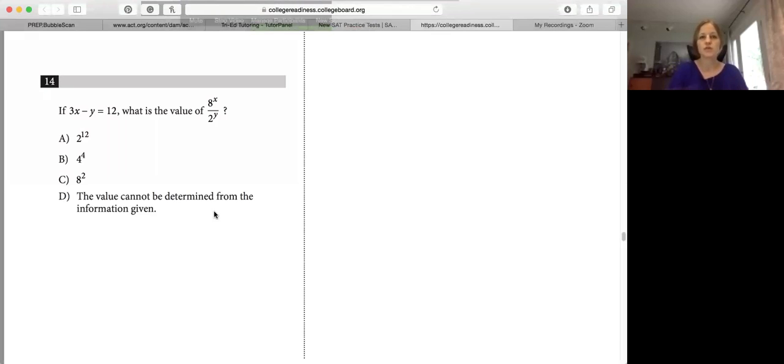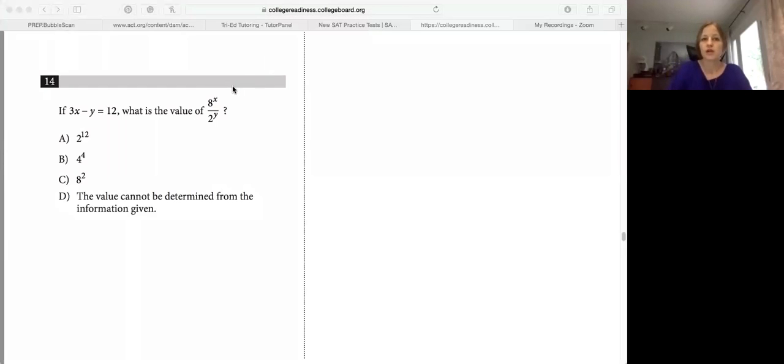So if we look at this one, we say 3x minus y equals 12. What is the value of 8x over 2y? Now what you have is a more challenging system of equations problem, which you could solve with substitution, right? So that is one method. The other method is to choose some values for x and y that would equal 12 in the first equation and try plugging them in to simplify in the second.